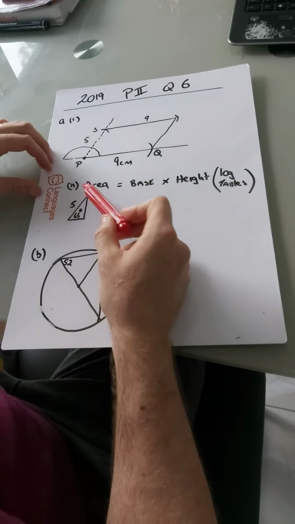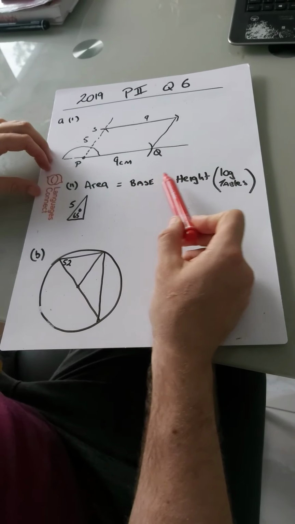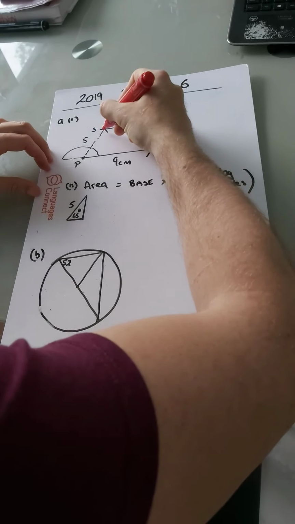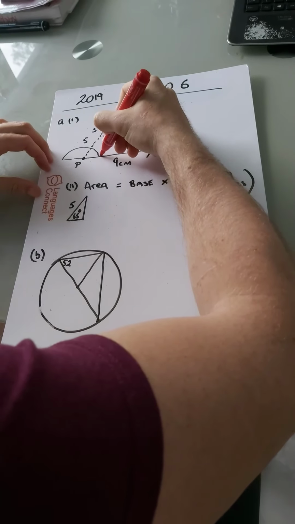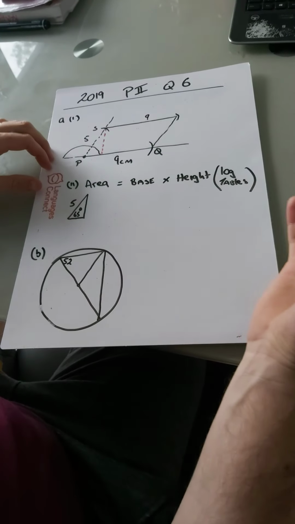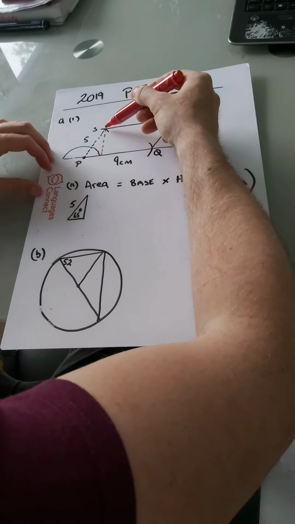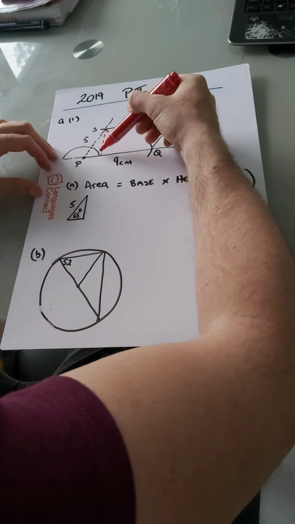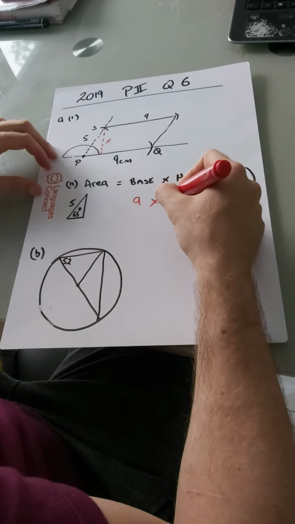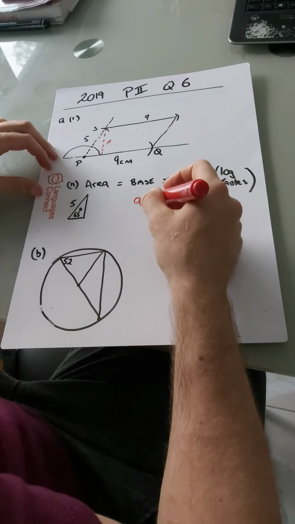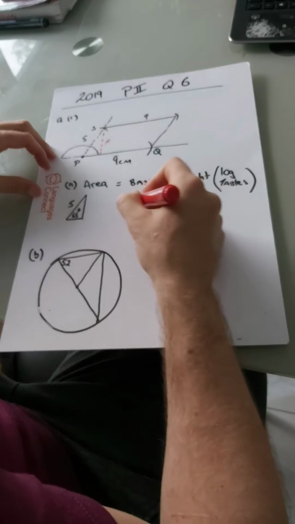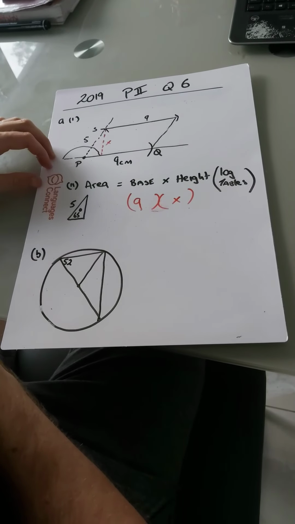Then it asks me for the area of it. Now, the area of a parallelogram is in our log tables. It's the base by the perpendicular height. By perpendicular height, I mean that height there, not 5. Because this is a construction, you can actually do it two ways. I could get my ruler on the day of the exam and measure from here to here, call that x, and go 9 by x, and that's my answer straight away.